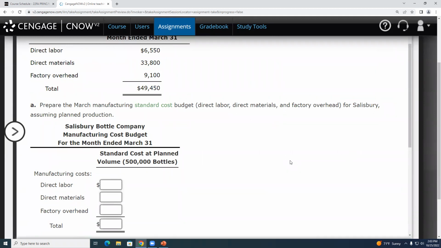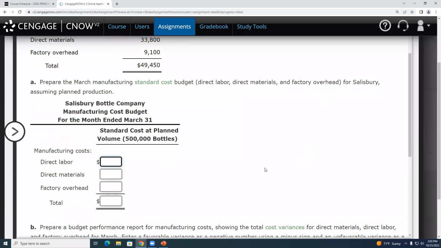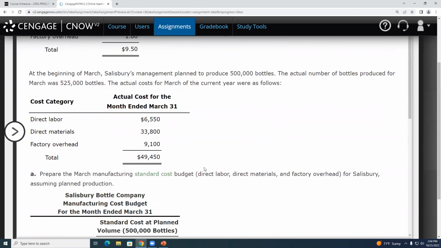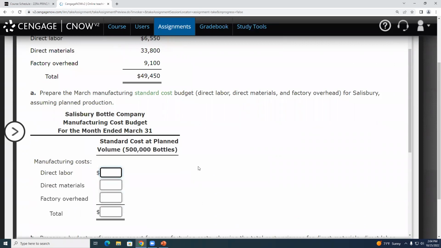In letter A, we're asked to prepare the March manufacturing standard cost budget when we planned to make 500,000 bottles. This is what we would have expected to spend had we made 500,000 bottles. So 500,000 bottles, direct labor is expected to cost us $1.20 per bottle. 500,000 times $1.20. We would have included in the manufacturing cost budget prepared before we actually start production. This is a static budget based on the anticipated 500,000 bottle production.